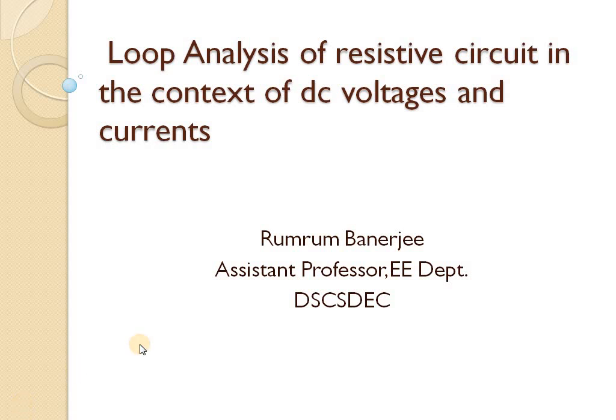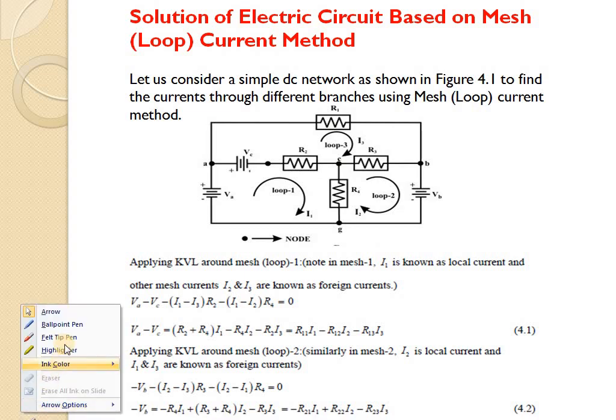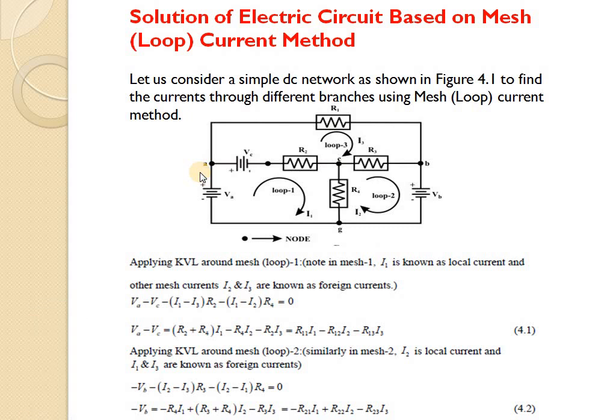So here we have taken one example. Let us consider the solution of an electrical circuit based on the mesh or loop current method. Let us consider this simple circuit shown in this figure to find the currents in different branches using the mesh loop current method. So here we have our circuit. We have three voltage sources: this is VC, this is VA, and this is VB.